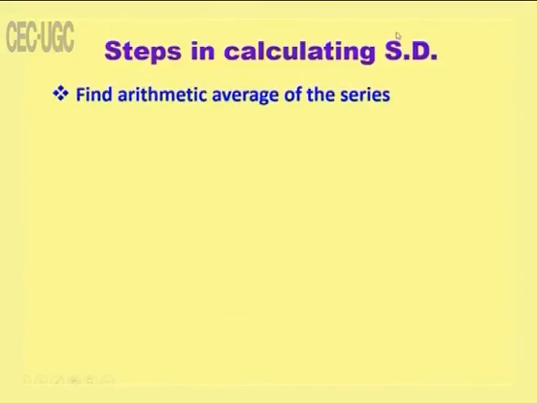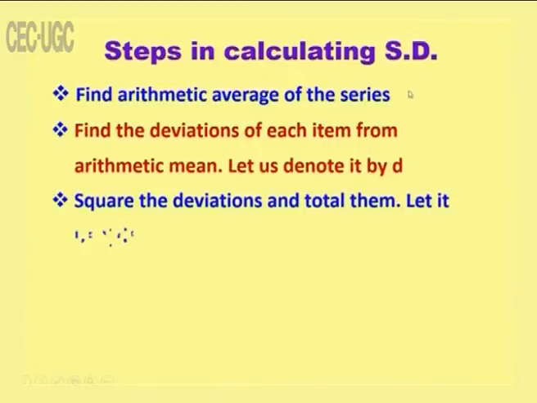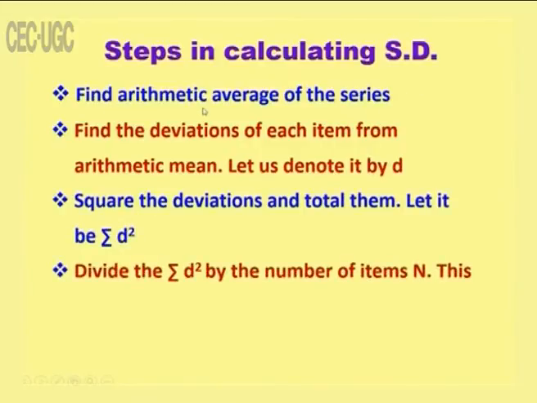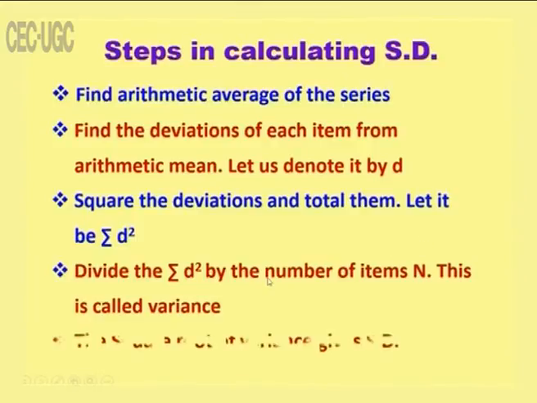Now, what are the steps in calculating the standard deviation? We have to find the arithmetic average of the series and find the deviations of each item from the arithmetic mean. Let us denote it by D, square the deviations and total them. Let it be summation of D square, and divide the summation of D square by the number of items. This is called the variance, and the square root of the variance is called the standard deviation.